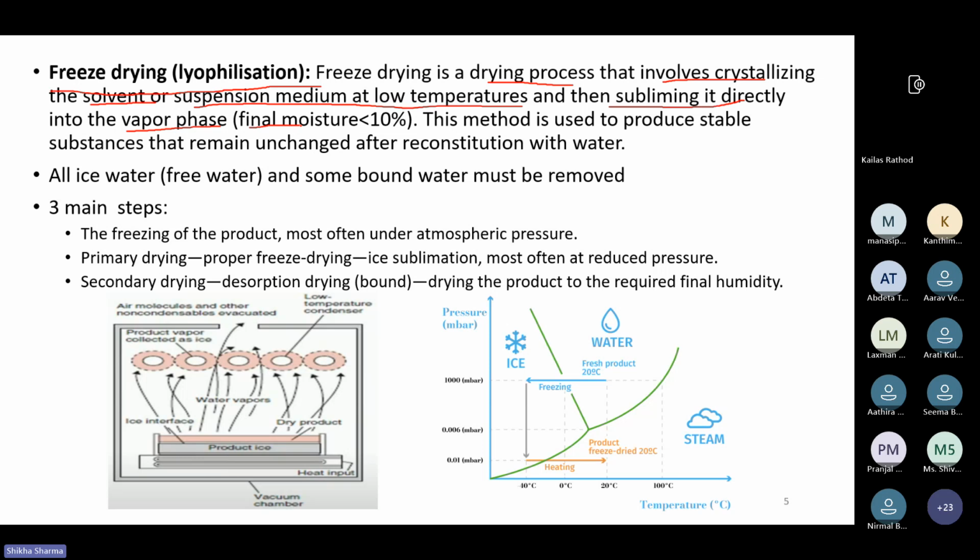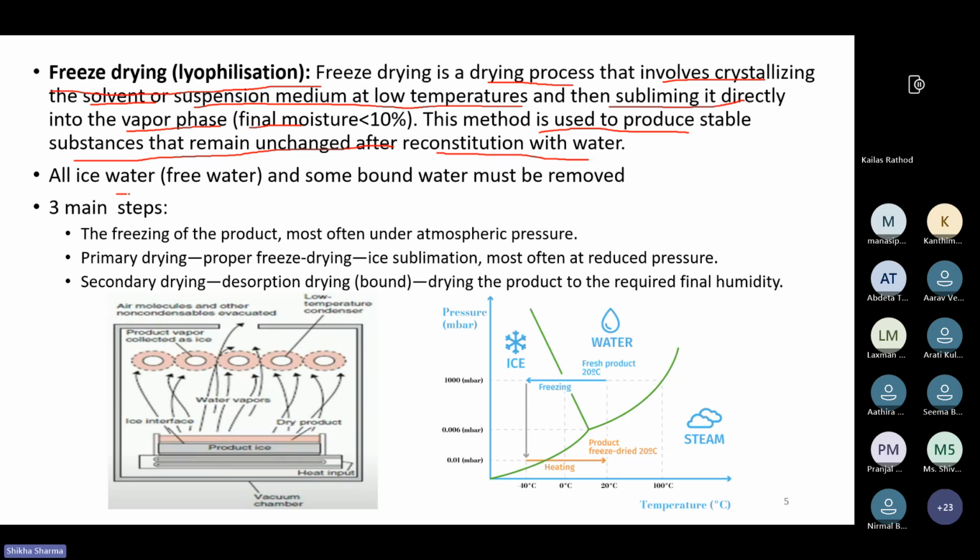Mostly the freeze dried products have final moisture content less than 10%. This method is used to produce stable substances that remain unchanged after reconstitution with water. If we reconstitute with water, it remains unchanged and gets its original shape again.